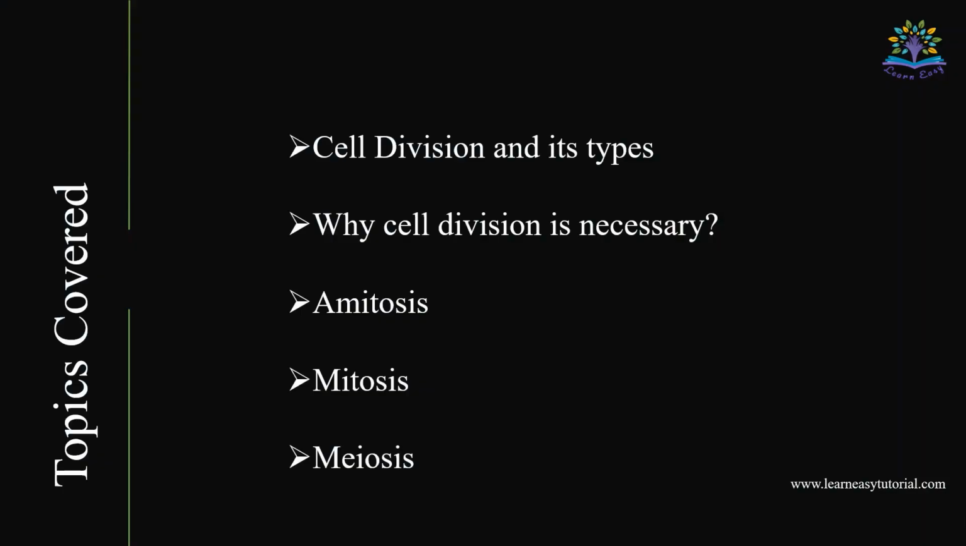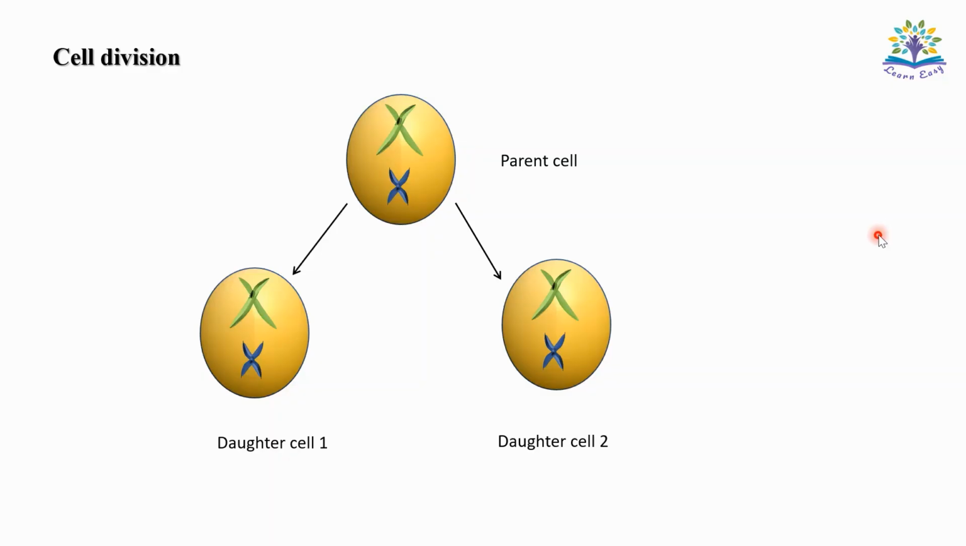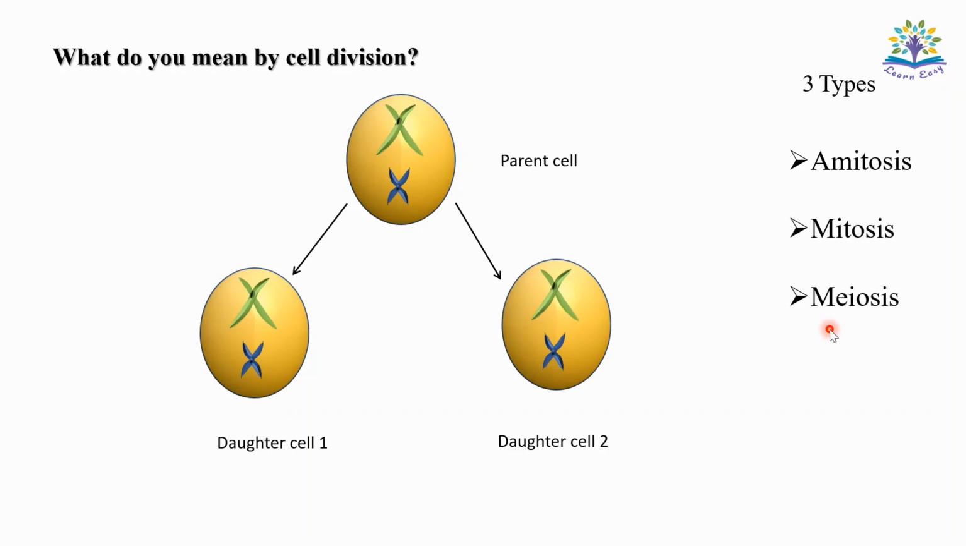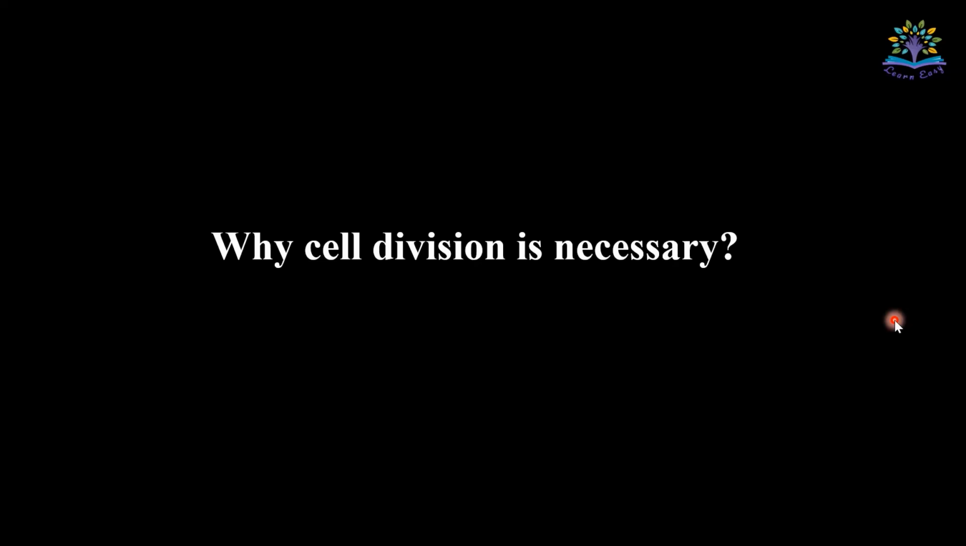The topics covered in this video are what is cell division, why is it necessary, and a brief about the types of cell division. Cell division is one of the fundamental activities of any living organism. Here, a parent cell will divide to form two new daughter cells. The types of cell division are amitosis, mitosis, and meiosis. Before looking into the types, let's first understand why cell division is necessary.